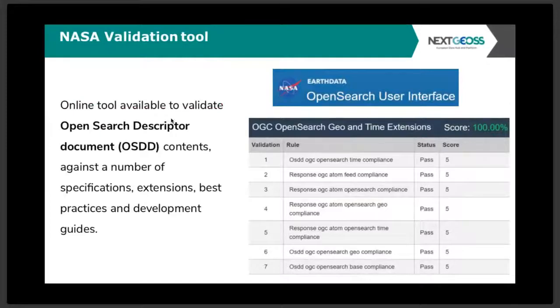So let's talk a bit about the interesting part, the NASA validation tool, and how it has helped us to fulfill everything that OpenSearch requires from us. The NASA validation tool is an online tool that is available to validate the OpenSearch descriptor document contents against a number of different specifications, extensions, best practices, and development guides. It gets also updated, so you're up to date with everything.